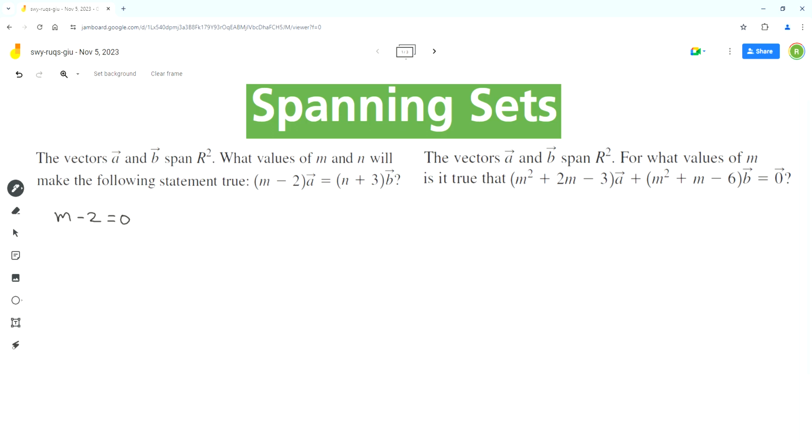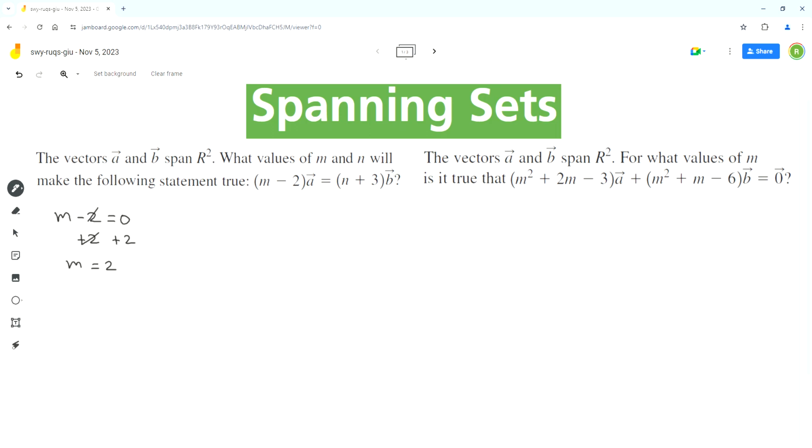We should add 2 to both sides, and the 2's on the left side get cancelled out. So M equals 2. That means if M is equal to 2, then the left side will become equal to 0, because vector A cannot be equal to 0. So it's M equals 2 that will make the left side equal to 0.